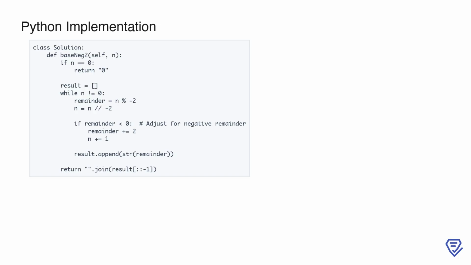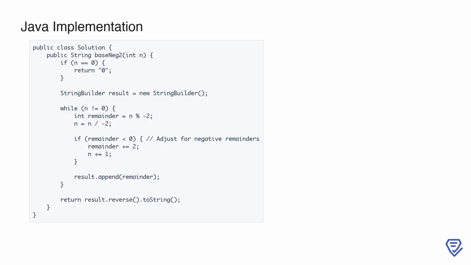problem requirements. This is the Java implementation of the convert to base -2 problem, following the same logic as the provided Python solution. The key difference lies in the use of Java-specific syntax, such as the StringBuilder class for constructing the result in reverse order and explicit type declarations for variables. The implementation handles the conversion by repeatedly dividing the number by -2, adjusting for negative remainders, and appending the result to the StringBuilder. Finally, the result is reversed to provide the correct base -2 representation.